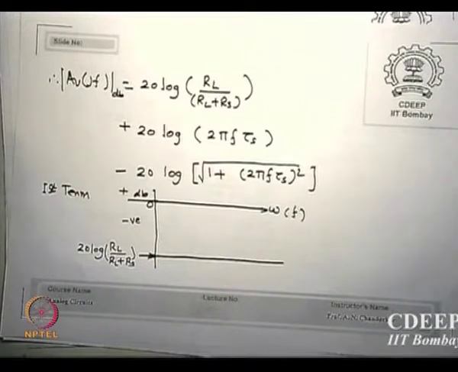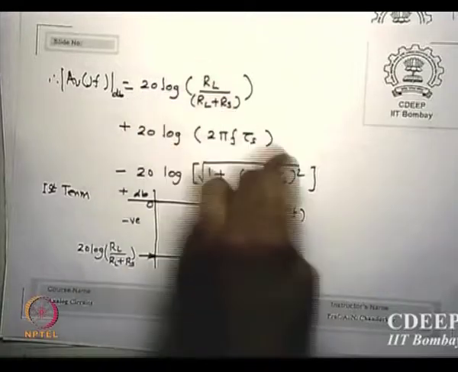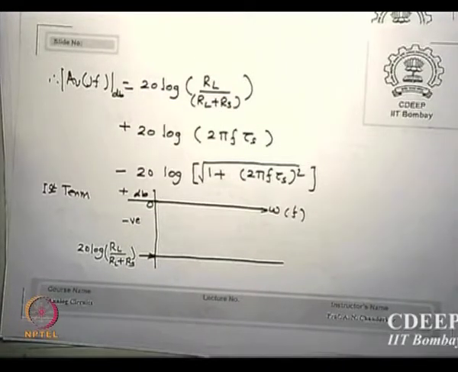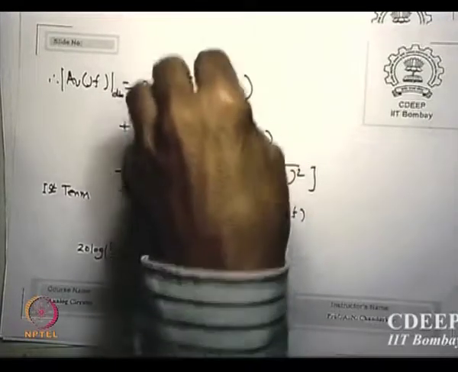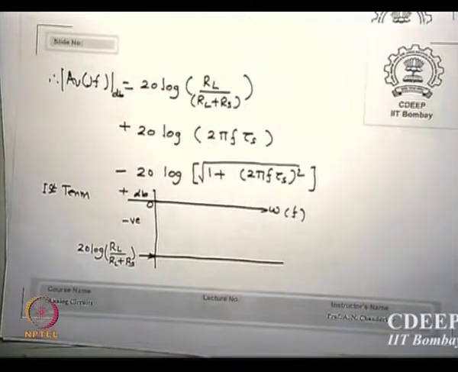So let's start plotting individual terms. Please remember, if I want this total, what is the theorem I am applying when I say like this? This plus this with a minus sign. What is it called? Superposition. So I actually do the individual terms and then superimpose them to get the net AV(f) in dBs.